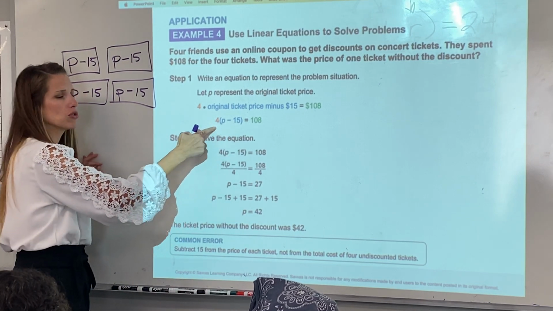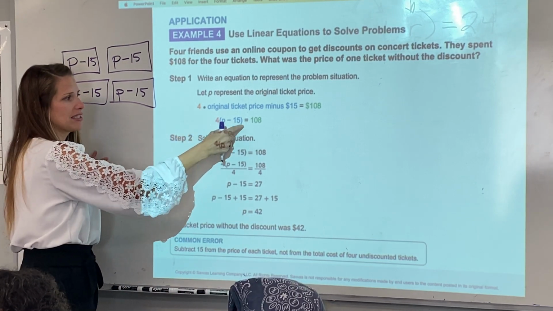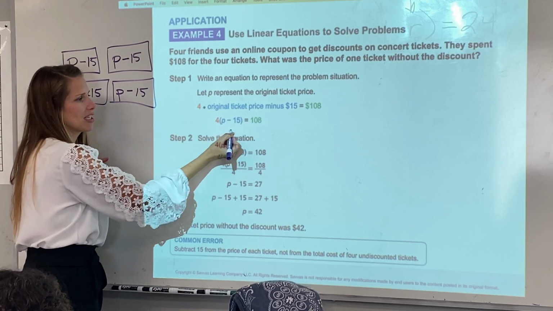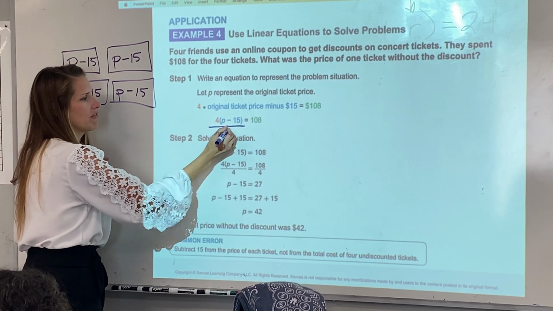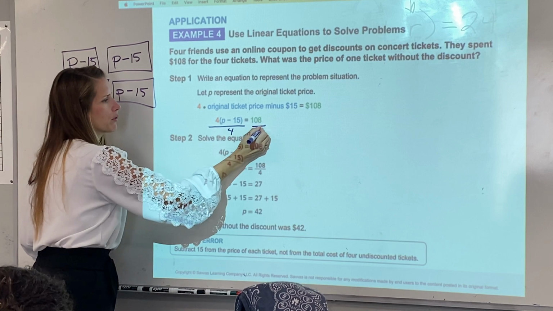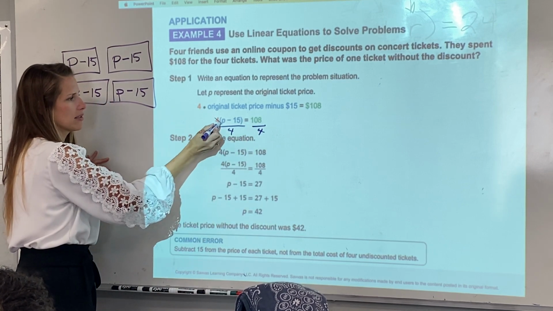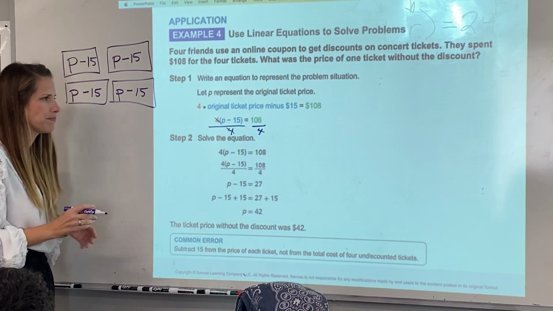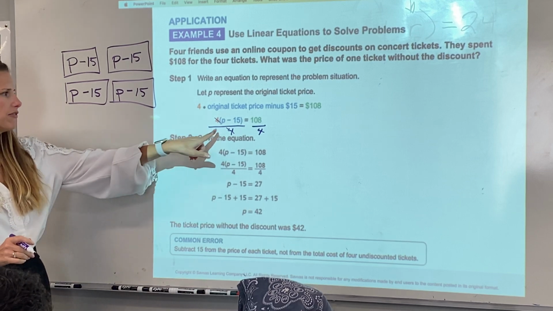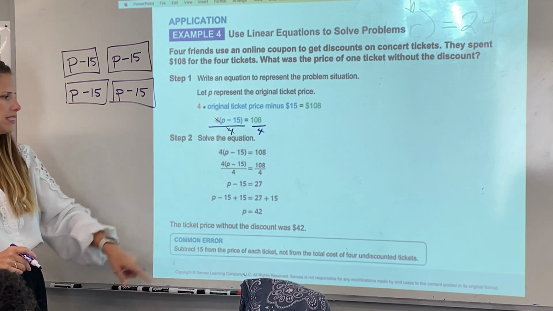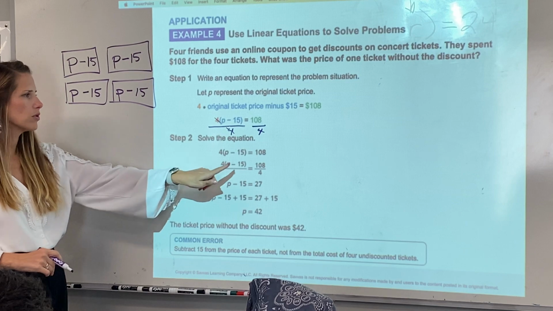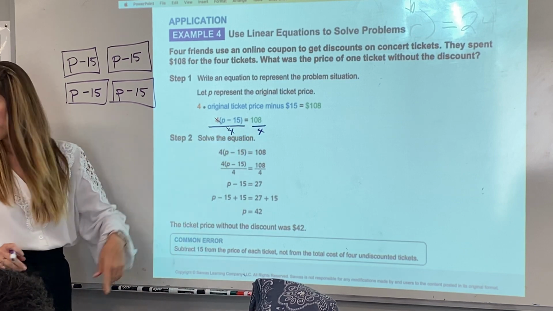If it's being multiplied times 4, remember we just said the parentheses with the 4 being next to it indicates that it's being multiplied times 4. So we divide by 4 on both sides. Cancel, cancel. Now we have P minus 15 equals 108 divided by 4.